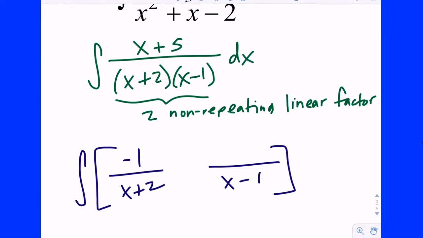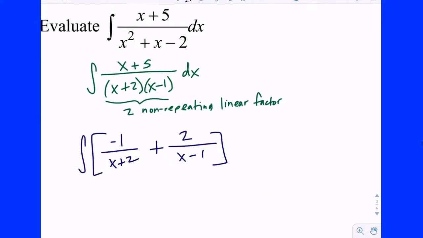And we do the same thing for the second one. What x value makes x minus 1 zero? 1. Cover it up. Plug 1 into what's left, and you get 6 over 3, which is 2. Positive 2 becomes the new numerator for the second term, whose denominator is the factor you covered up in the line above.